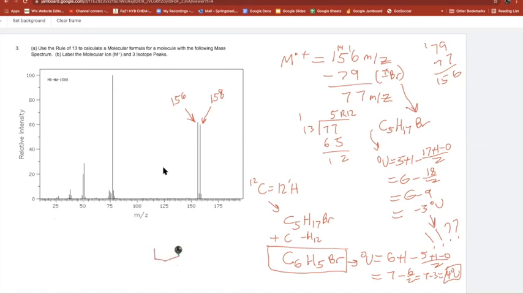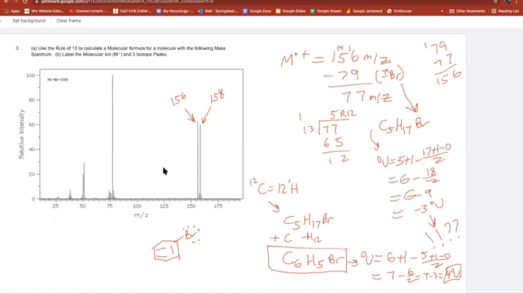I bet this is the actual molecule, because you've got 6 carbons and 4 degrees of unsaturation. Benzene gives you 4 degrees of unsaturation. It's got 3 bonds, 1 ring. And then if I throw my bromine on there, do I have 5 hydrogens? Yeah. I bet you this is the actual molecule's mass spectrum. So that works. And now let's label 3 isotope peaks and the molecular ion.